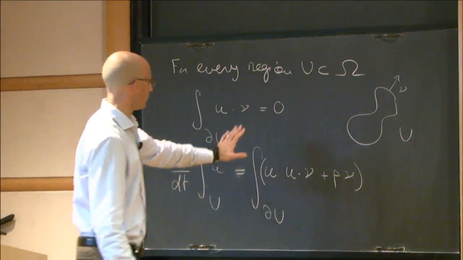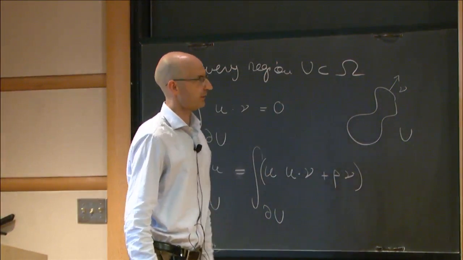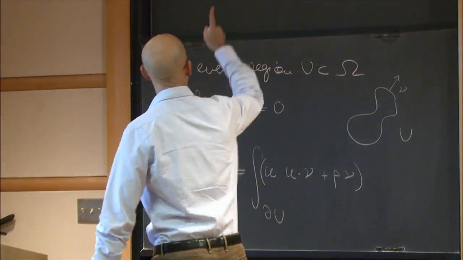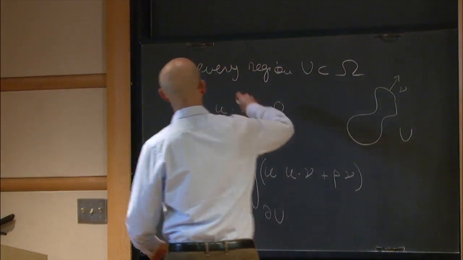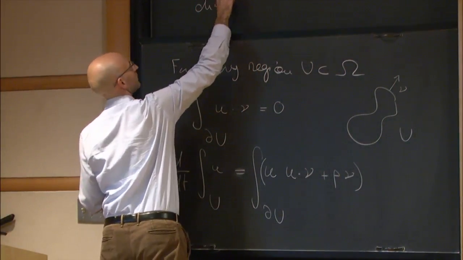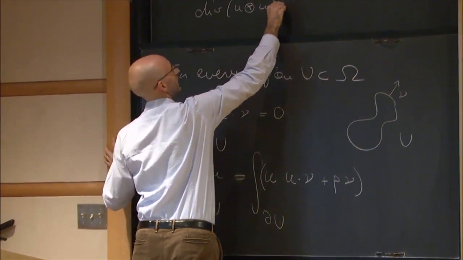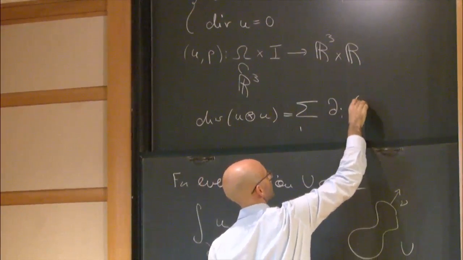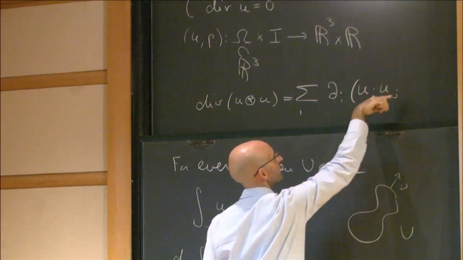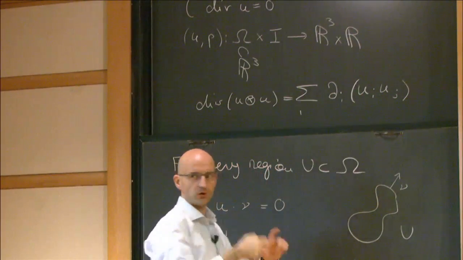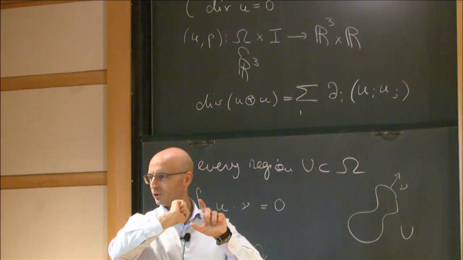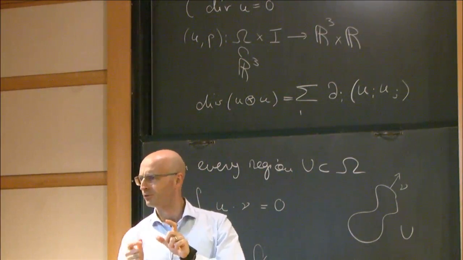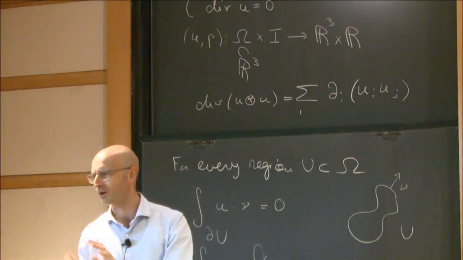Okay, so why did I write these things in this way? Did u tensor u? Oh, yeah. Very good question. I just mean that I'm summing over i the spatial derivatives of u_i u_j. So these are the components of the matrix u tensor u, and I'm taking the divergence of each line. And since the matrix is symmetric, if you want to take the divergence of each row, it's fine anyway. I always pick up the wrong convention.